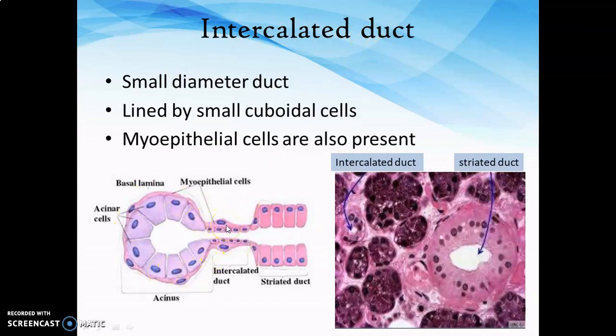It is the smallest diameter duct. They are lined by small cuboidal cells. You can see here the duct lined by small cuboidal cells. There is presence of myoepithelial cells associated with the intercalated duct, or they are present on the surface of the intercalated duct. You can see here. This was explained earlier also.